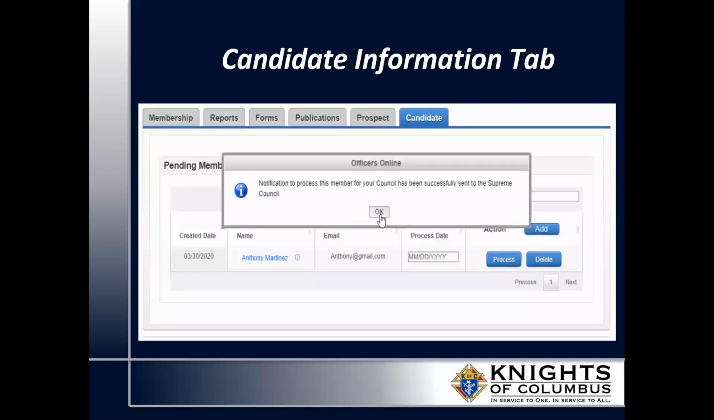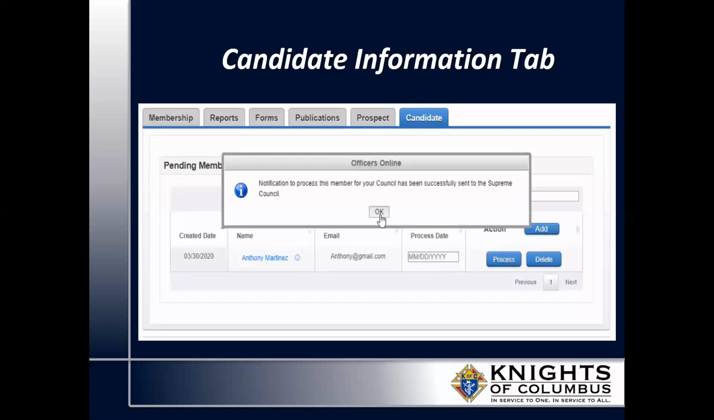Once you do that, once you process it, you'll get a notification. The information was processed. A confirmation box will appear to verify that the information was sent to Supreme Council. The member will receive an automated email message from your Grand Knight. It will have his name on the automated email address.